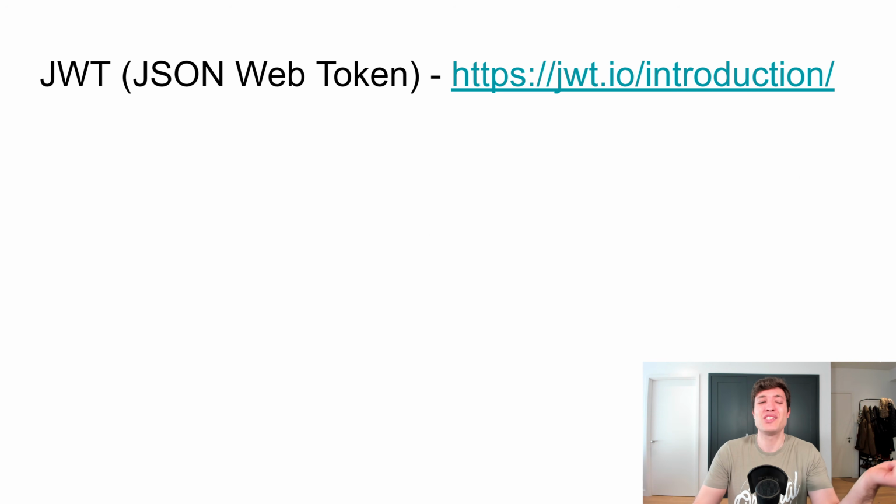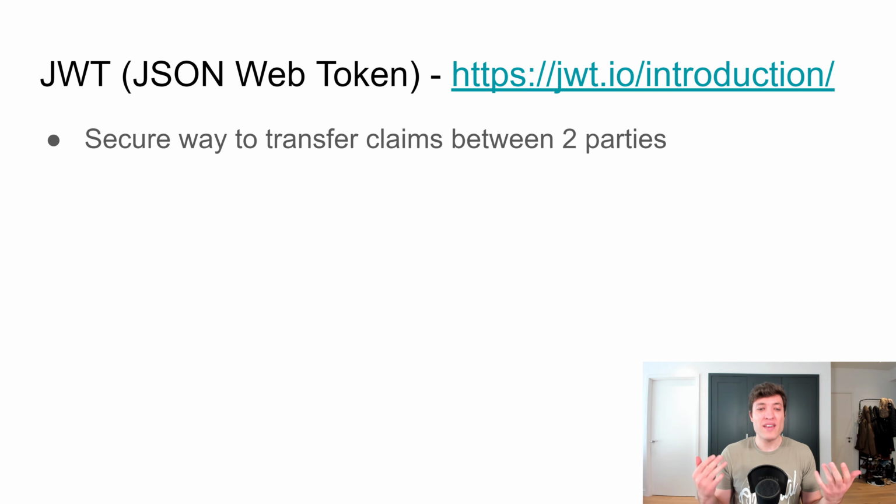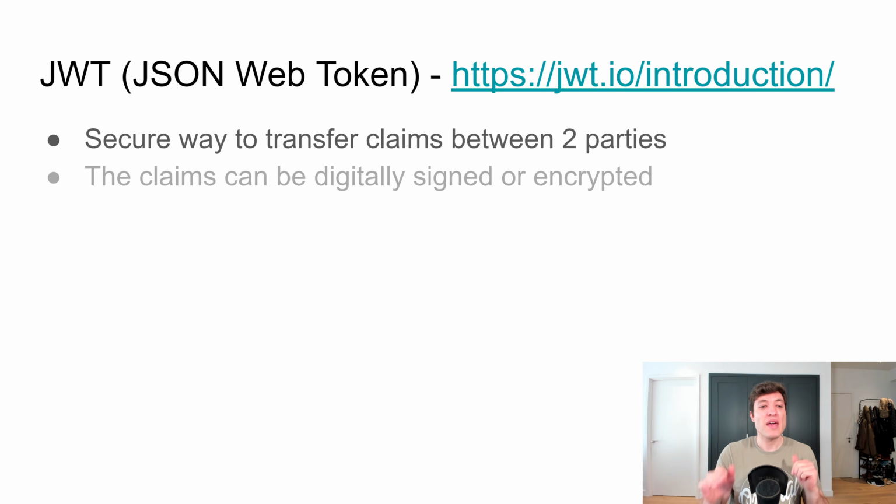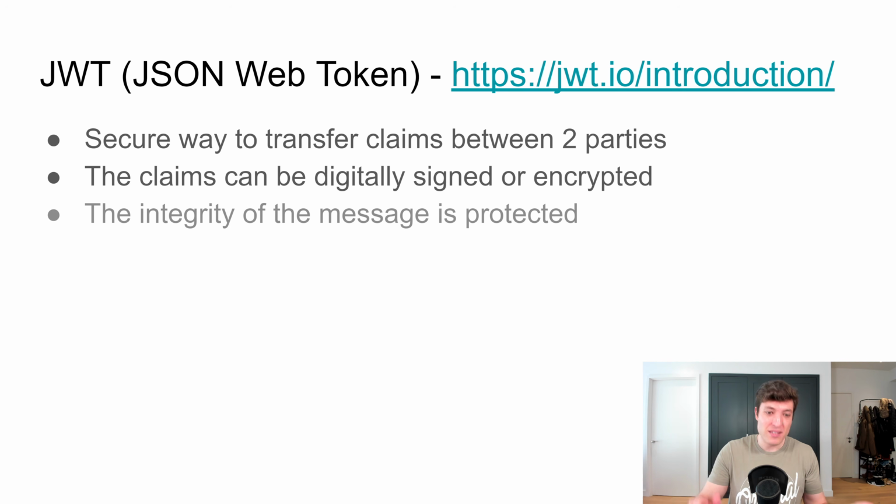And what is this JWT thing? It's a secure way to transfer claims between two parties, okay? And the claims can be digitally signed or encrypted, which means that the integrity of those messages is protected. So a message that you create in your server, you can send it to your client, they can read that message, understand everything that's inside that message, but if they change that message and they send it back to you, you know they changed that message, okay? So it protects the message integrity, okay?